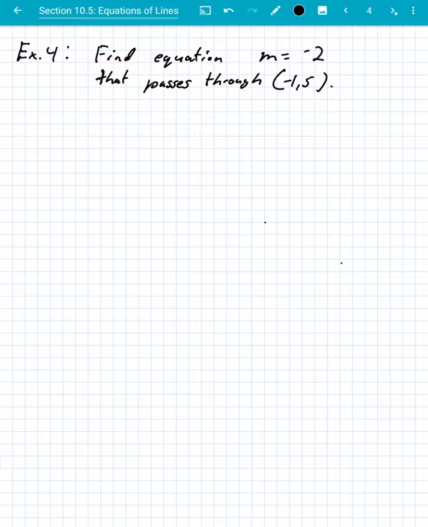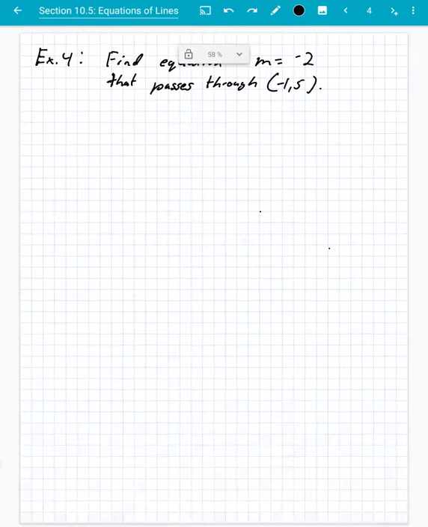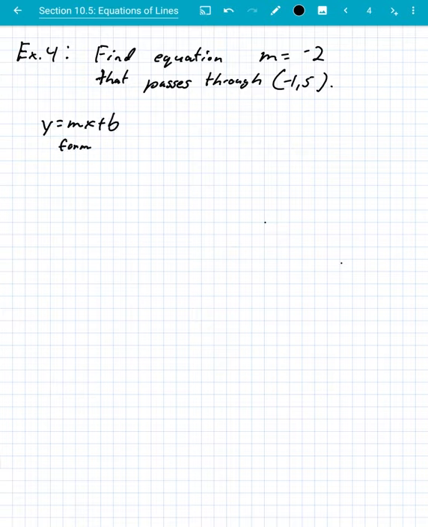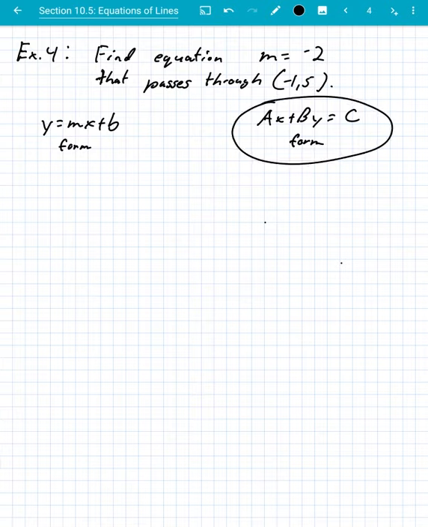So we want to find the equation of a line. Last time it gave us a slope and a y-intercept. This time it gives us a point. That's just a random point. It's not the y-intercept, so we can't really use our shortcut. It wants us to find the equation. It wants us to write it in y equals mx plus b form, and it also wants us to do it in ax plus by equals c form. I'll explain what this is in a second.